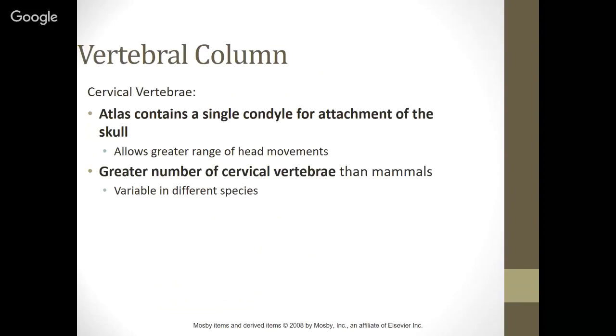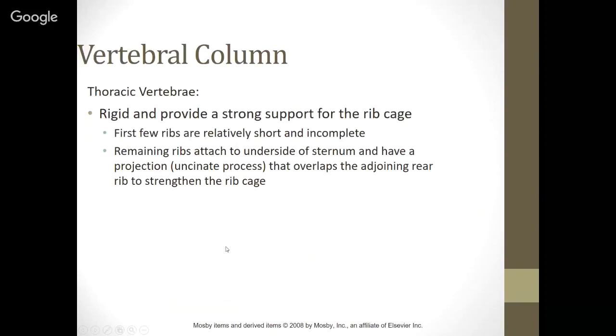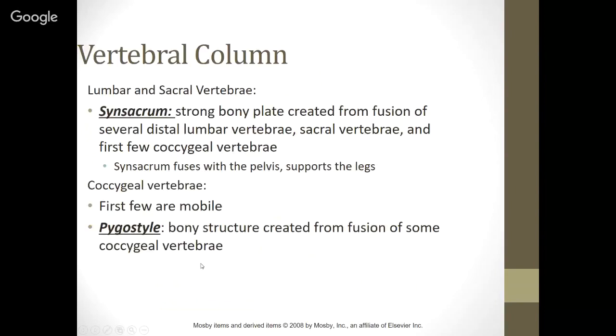There's a greater number of cervical vertebrae in birds than in mammals, but it's variable between species. Like I said, the swan has 21 vertebrae. That example of the parrot that we saw in the skeleton of the parrot was 11 vertebrae. The thoracic vertebrae are rigid and provide a strong support for the rib cage. The first few ribs are relatively short and incomplete. The remaining ribs attach to the underside of the sternum and have a projection called the uncinate process that overlaps the adjoining rear rib to strengthen the rib cage.